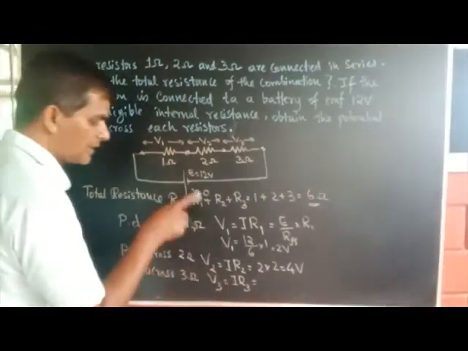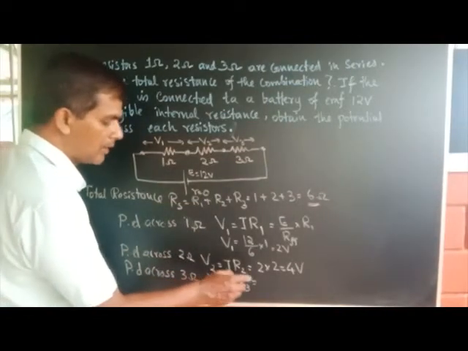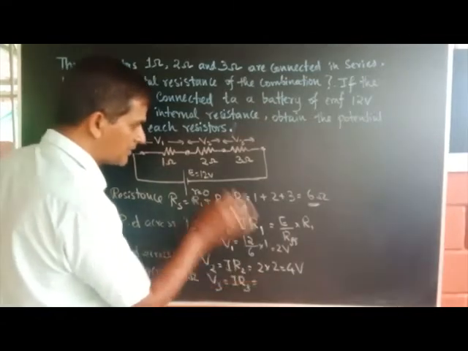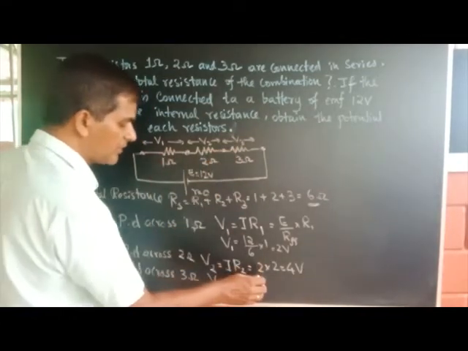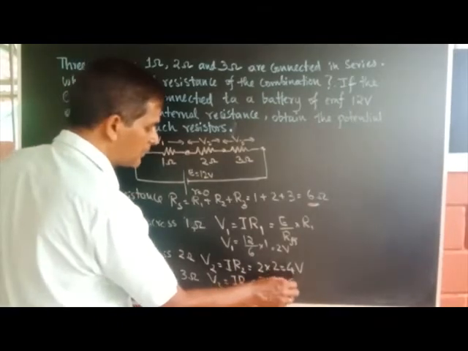Potential difference we can find out using Ohm's law relation: V is equal to I into R. I is the main current. Since current is the same through all the resistances, I have taken it as 2 only. 2 into 3, that is 6 volt.